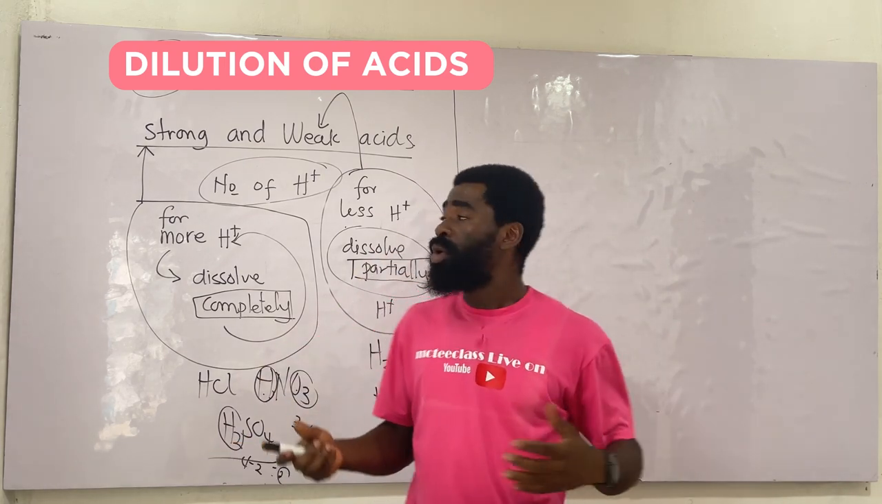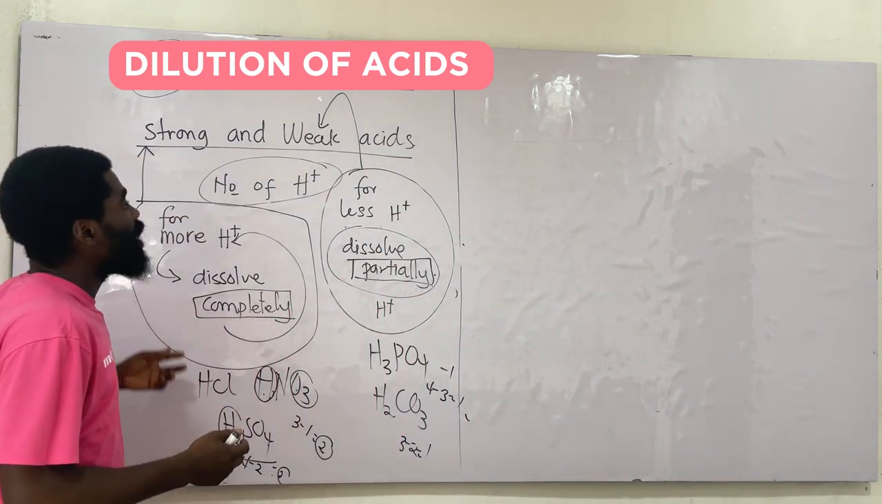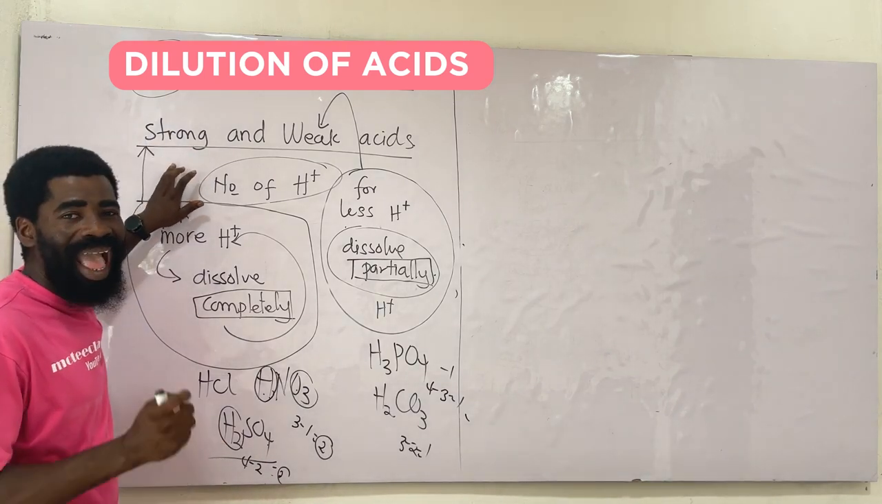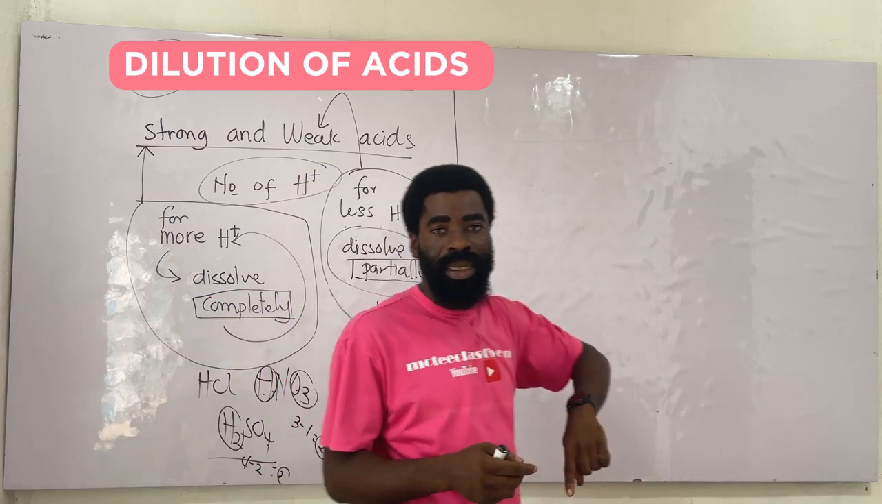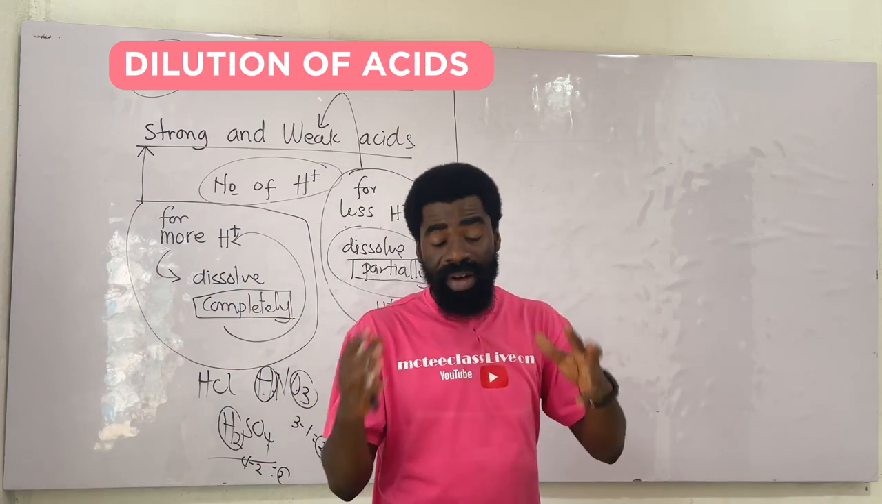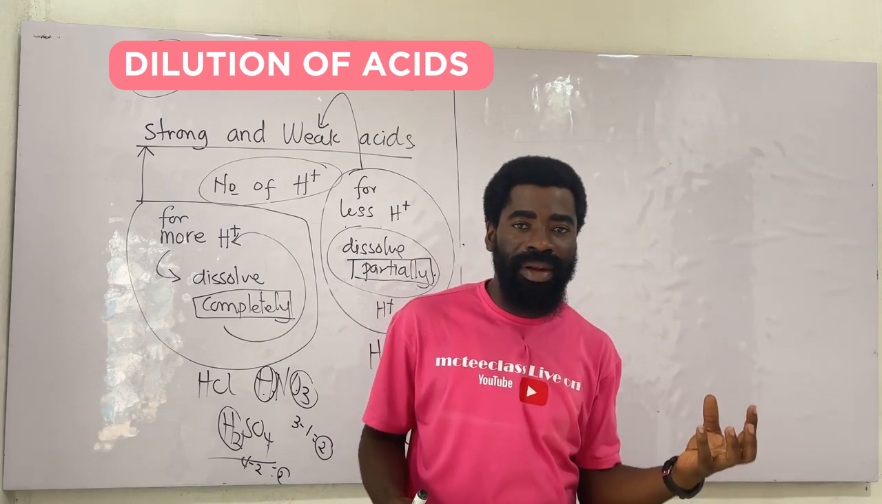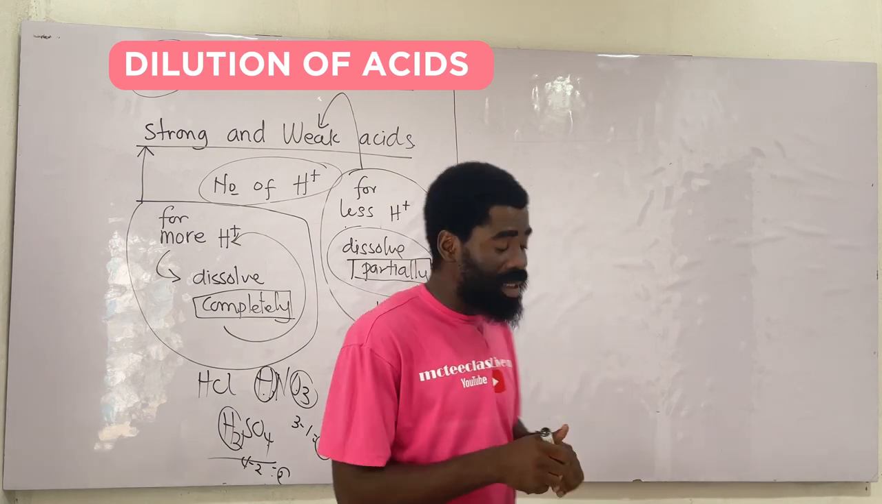That's all. So when we talk of dilution of acid, it's basically reducing the concentration of an acid by adding the acid to water. Not adding water to the acid like you do with your normal Coke or normal drink. To dilute an acid, we add the acid to water. You get the point I'm making here.